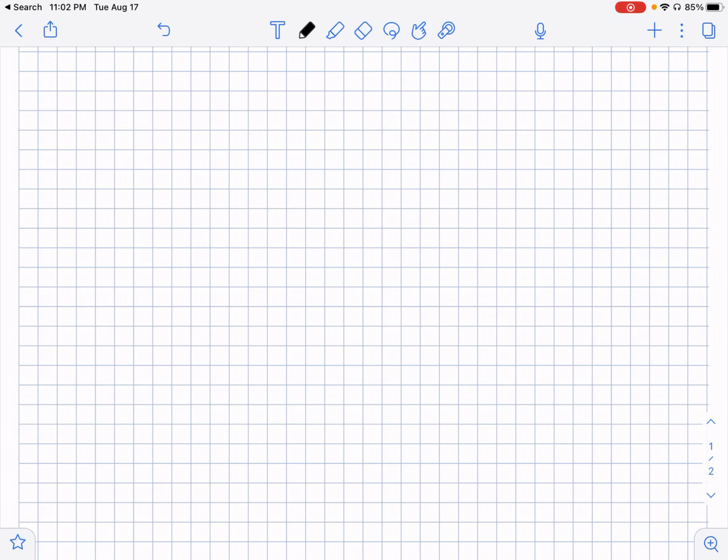Hey there, so we're going to talk about constant velocity. And so before we get too far with constant velocity, let's first just look at this word velocity.